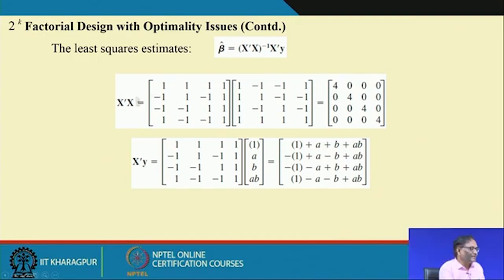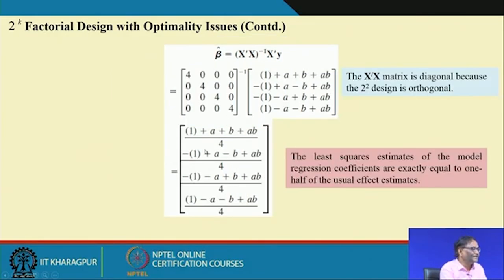So, if you take the inverse of these, the diagonal elements will become 1 by 4 and off diagonal elements will remain 0, and then your calculation will be like this. So, all the contrasts will be divided by 4. The x transpose x matrix is diagonal because the 2 to the power 2 design is orthogonal. This is the key thing we wanted to show you. Because of the orthogonal design, you are getting off diagonal elements 0, there is no covariance dependency between them.